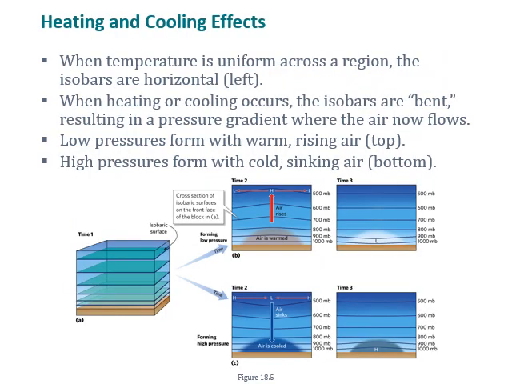When temperature is uniform across a region, the isobars are horizontal rather than vertical. And when heating or cooling occurs, these isobars get bent, resulting in a pressure gradient where the air now flows. In this case, low pressures form with warm rising air in the top figure, and high pressures form with cold sinking air on the bottom figure.